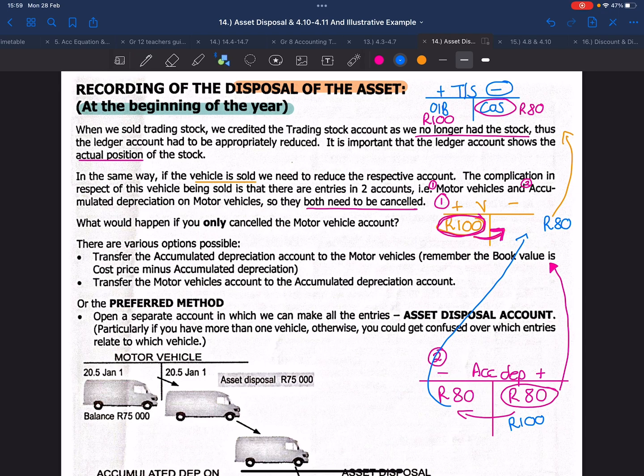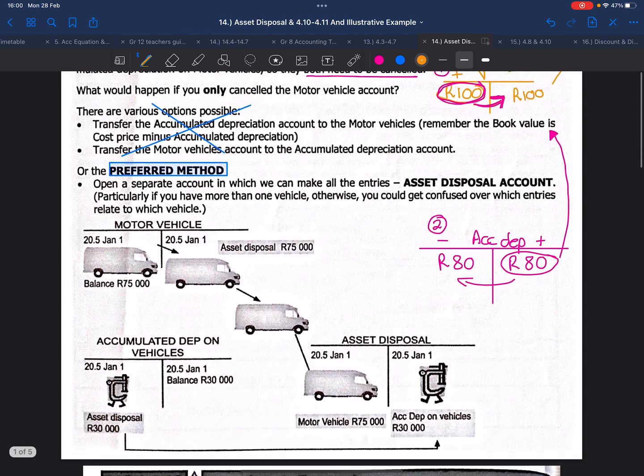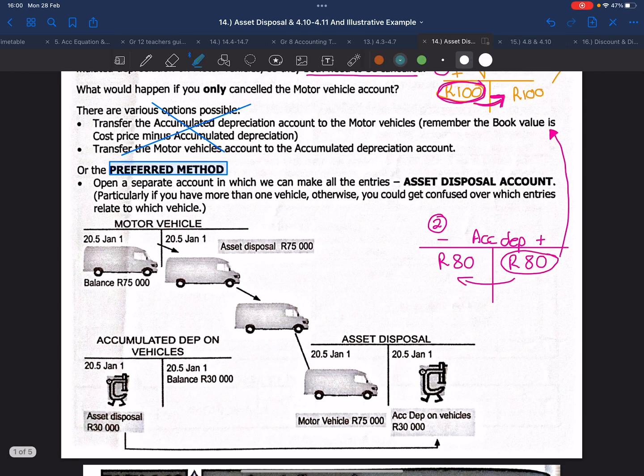But please do not do this. I actually hate that they included this in your textbook and said, here are the possible options, because this is not how we account for it. This is how we account for it. So we don't transfer accumulated depreciation to vehicles, and we don't take vehicles to accumulated depreciation. We have something that we call asset disposal.